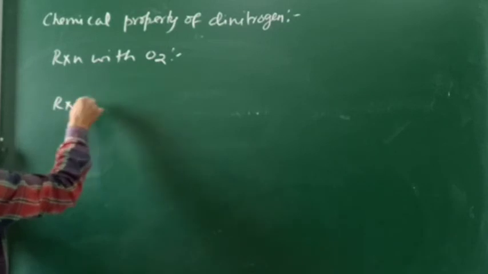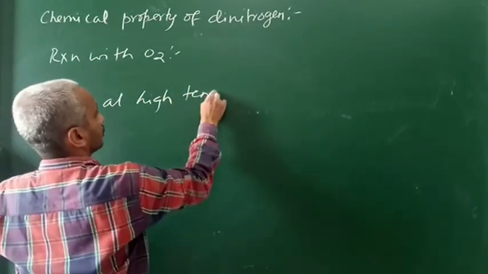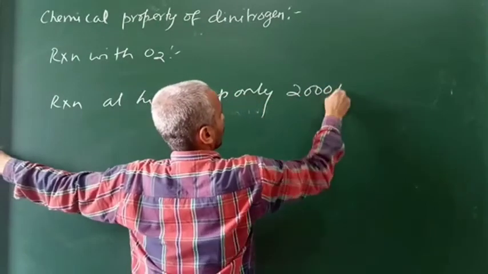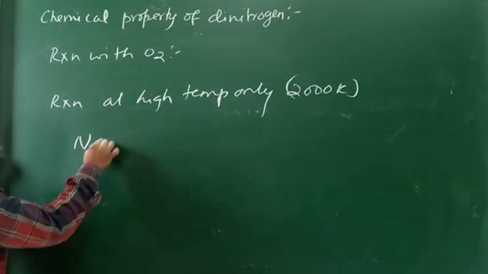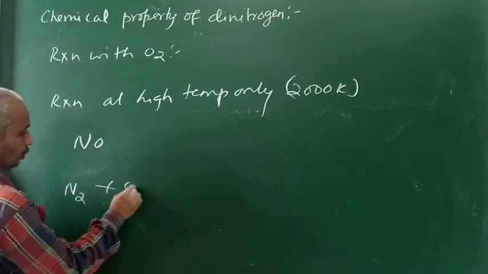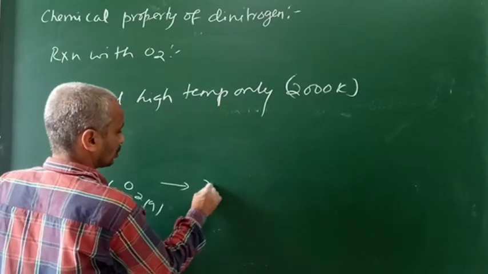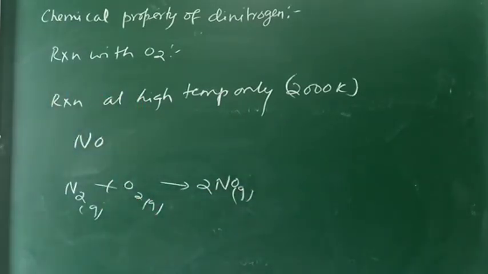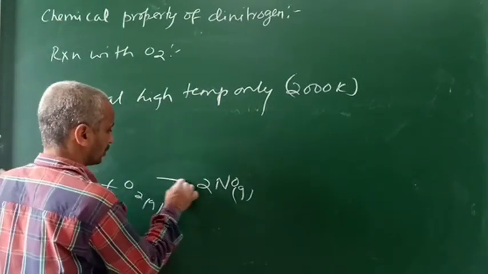This is reaction with oxygen. The reaction takes place at a high temperature, around 2000 Kelvin. What is the product? NO will be formed, nitric oxide. N2 plus O2 gas gives 2NO gas. And again, this reaction is reversible in nature.